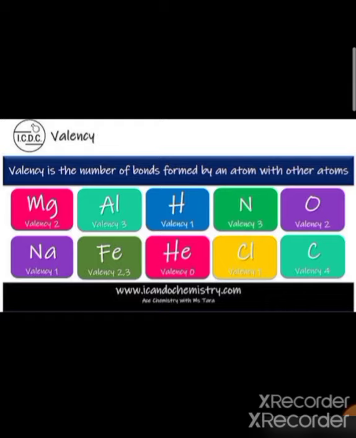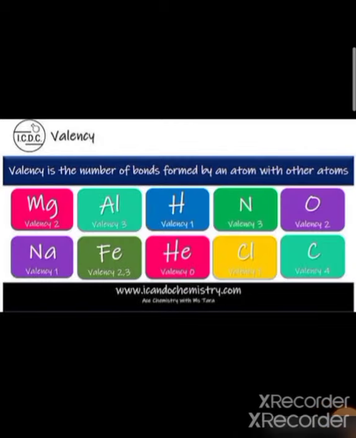Aluminium, atomic number is 13, configuration 2, 8, 3. First shell contains 2, second shell contains 8, and in the third shell 3 electrons entered. Valency is 3. Hydrogen, atomic number is 1, means 1 electron, configuration is 1, so the valency of hydrogen is 1. Valency of nitrogen is 3, we have already discussed. Valency of oxygen is 2, valency of sodium is 1, but valency of iron is given as 2 and 3.